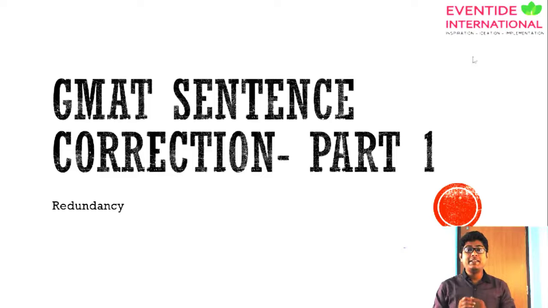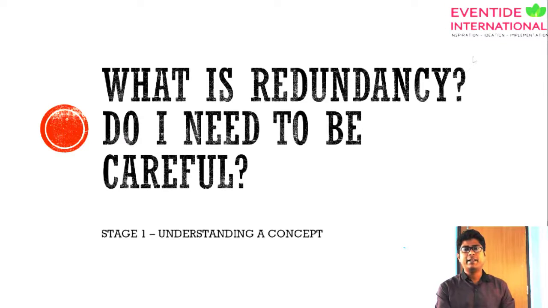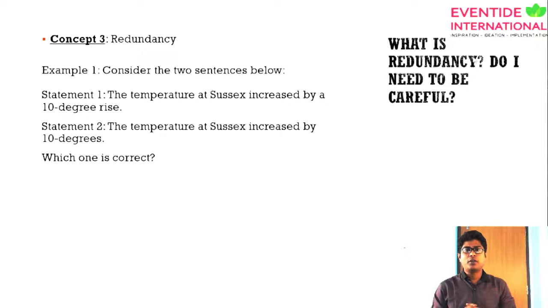Redundancy is one of the easiest chapters you are going to cover in your GMAT sentence correction segment. Redundancy deals with the unnecessary usage of extra words in a given statement. To understand redundancy, let's take an example. Consider the two statements given in the slide.